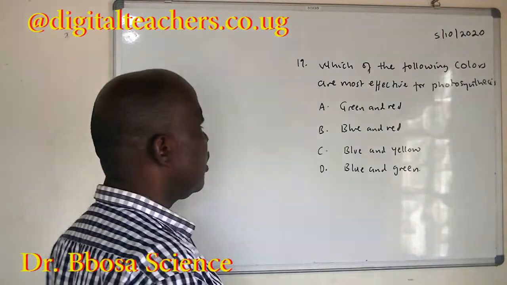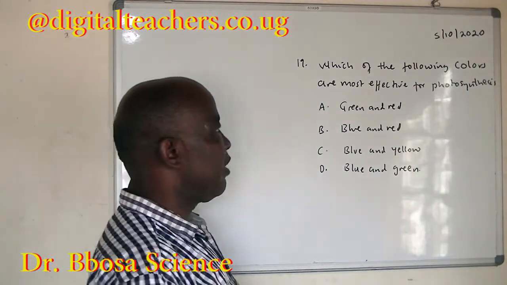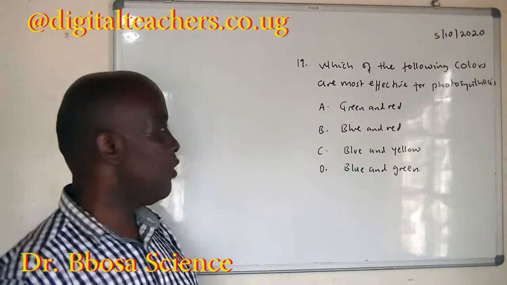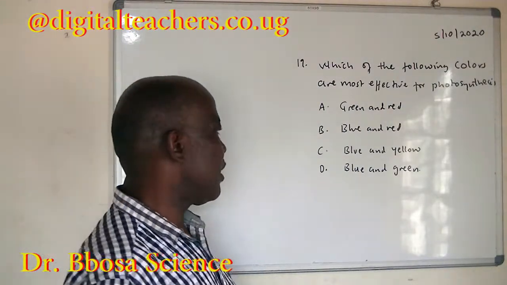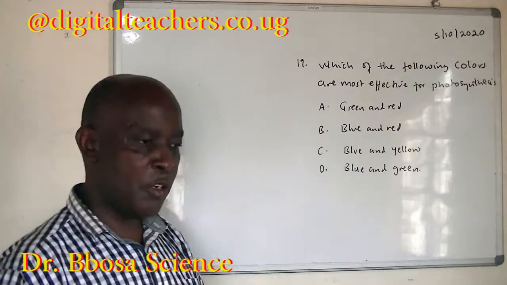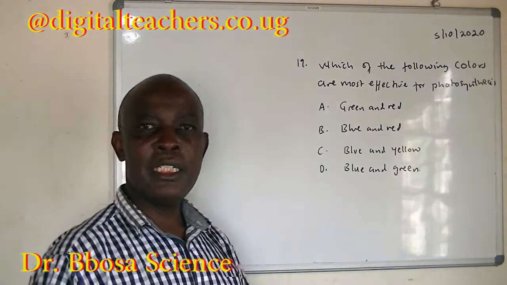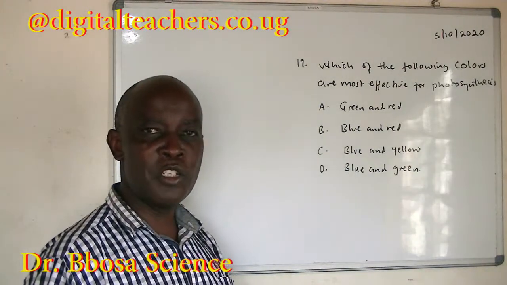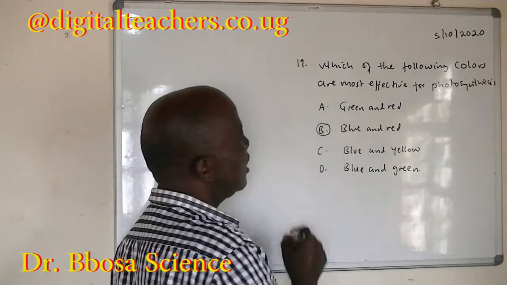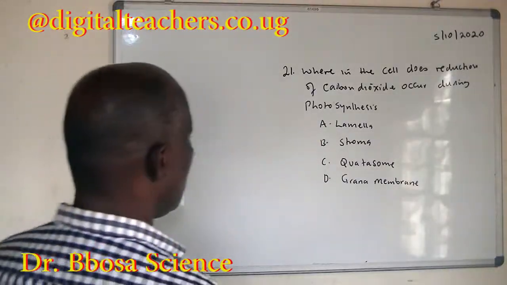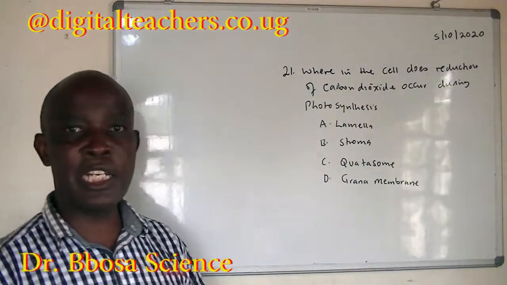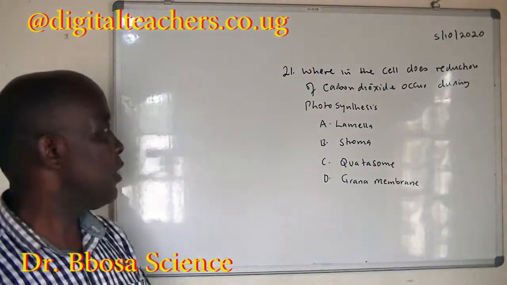Number 19. Which of the following color is most effective for photosynthesis? A. Green and red. B. Blue and red. C. Blue and yellow. D. Blue and green. You can pause, get the answer, then we can continue. So the answer is B.